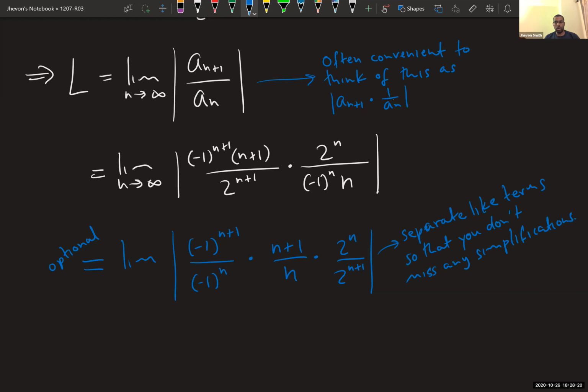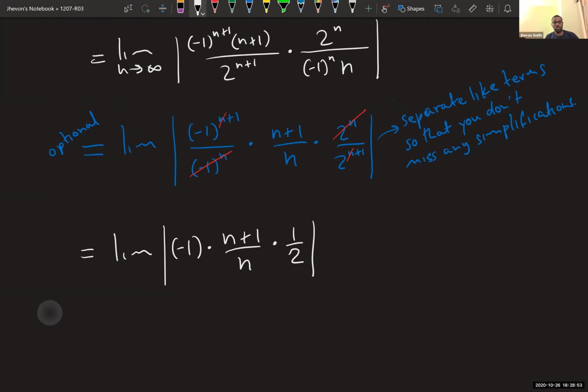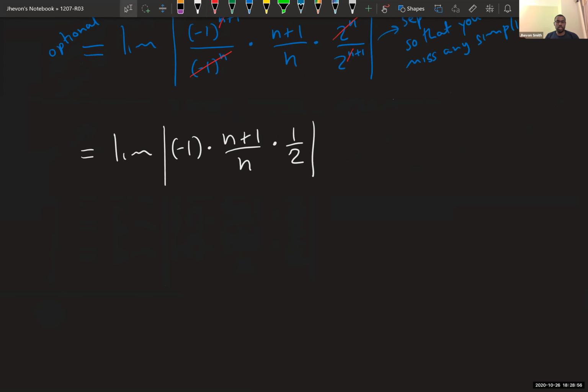Okay, now also you're going to see a bunch of things happening here. Now what you will realize is that certain things would start to cancel, like -1 to the n is going to cancel into that. 2 to the n is going to cancel all of that. And so what you're going to have is the limit of -1 times n plus 1 over n times 1 over 2.